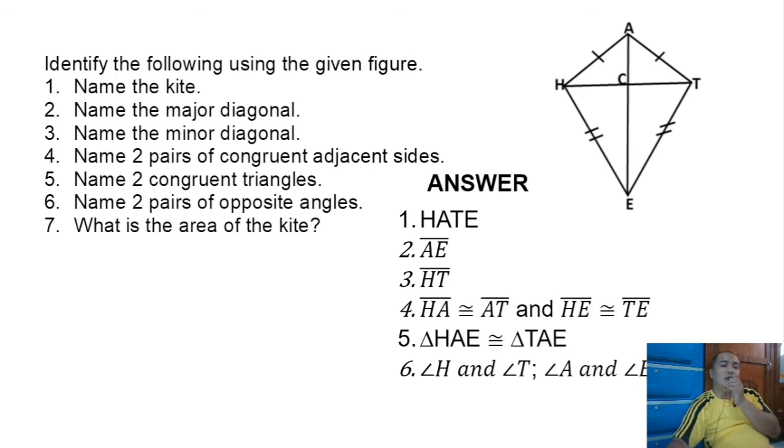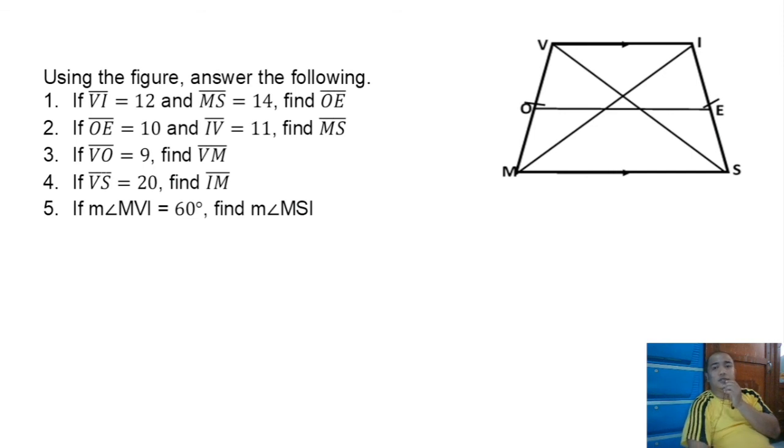What is the area of the kite? One half times the product of the two diagonals is the area of the kite. Next, using the figure, answer the following. Number 1. If BI is 12 and MS is 14, what is OE? The median. It's easy. 12 plus 14 is 26, divided by 2 is 13.